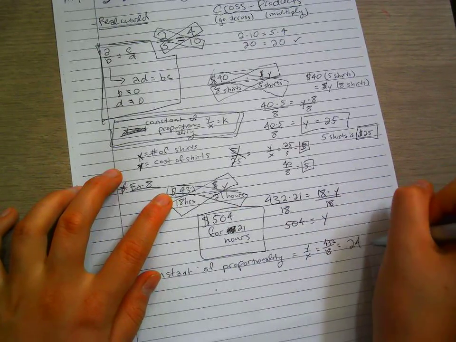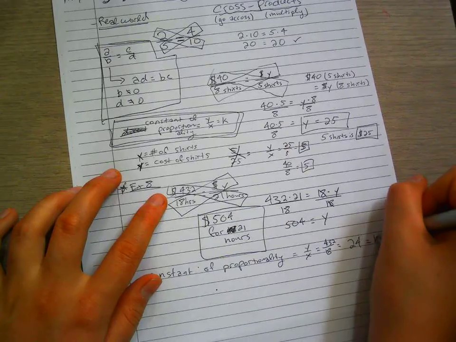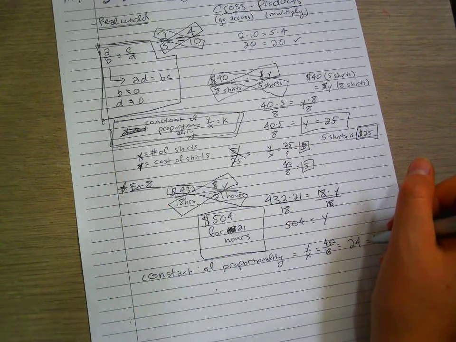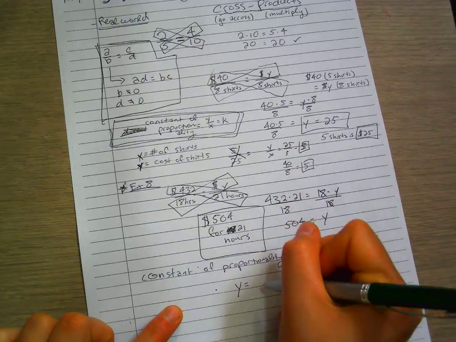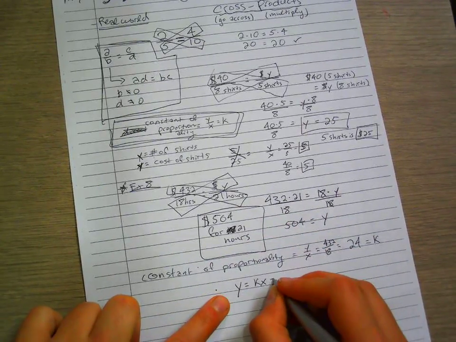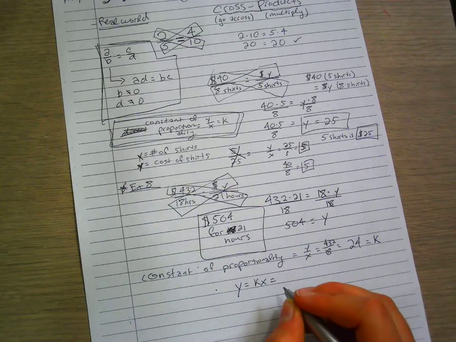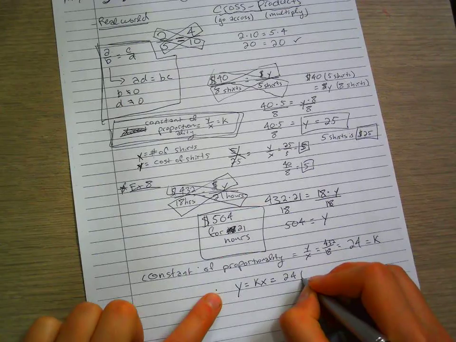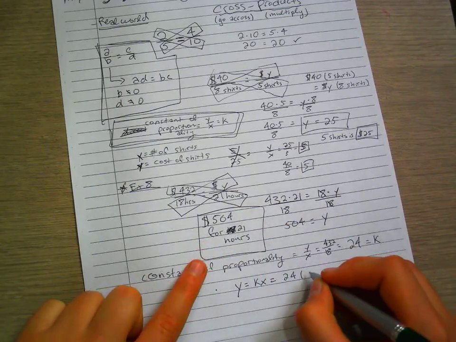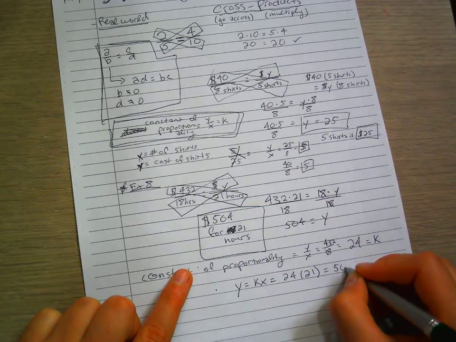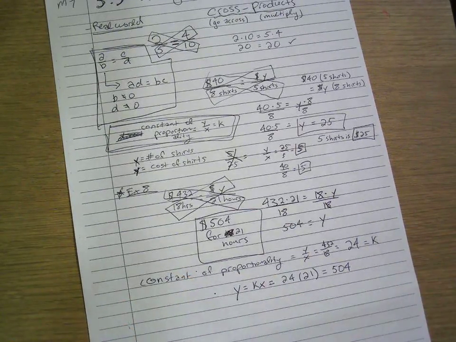So now that we know our constant of proportionality, we can use the equation Y equals Kx. We don't know Y, but we know X, so we could put in 24, and then 21 is our X, so we put in 21, and that is going to be equal to 504 as well, which is the same thing. So 2 ways to do it. Try that on Guided Practice 1.